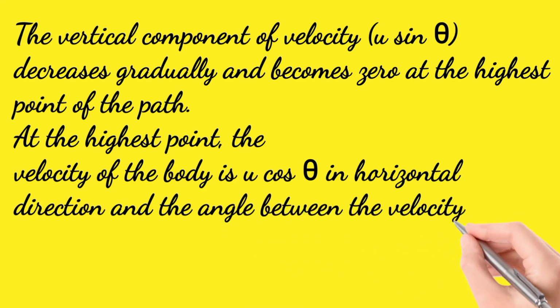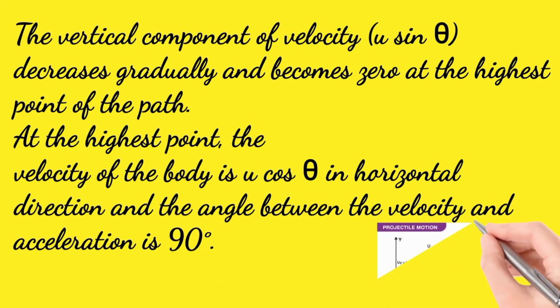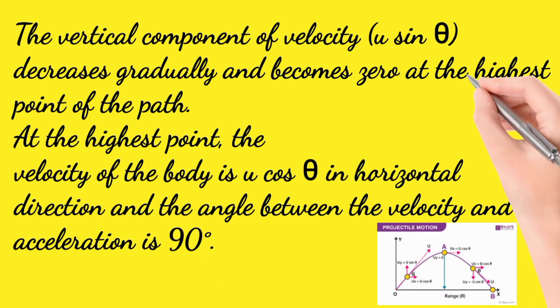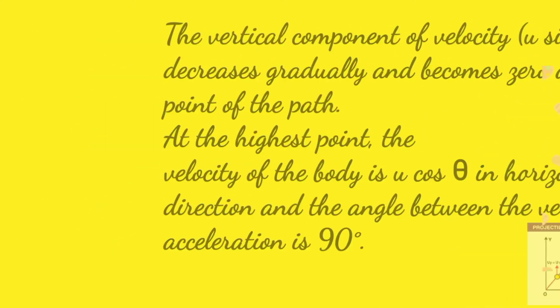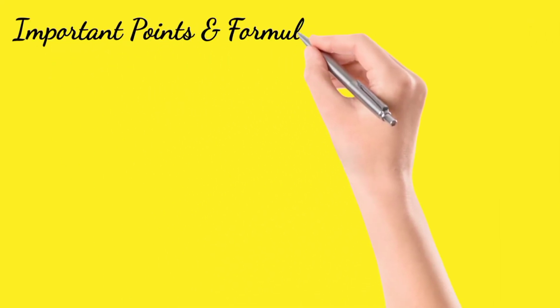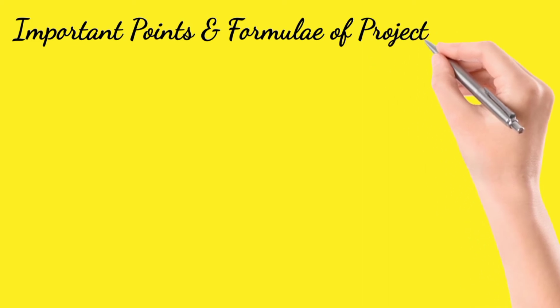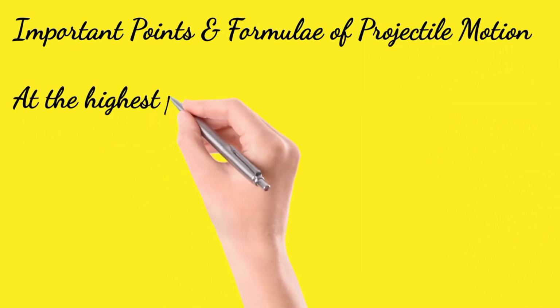When you're given a question and you are told to find the component of the velocity at the maximum height, please take note, at the maximum height, the angle between the velocity and the acceleration due to gravity is 90 degrees. And the component of the velocity that is necessary to solve problems is u cos theta. So there are some important points and formulae of projectile motion that you must know.